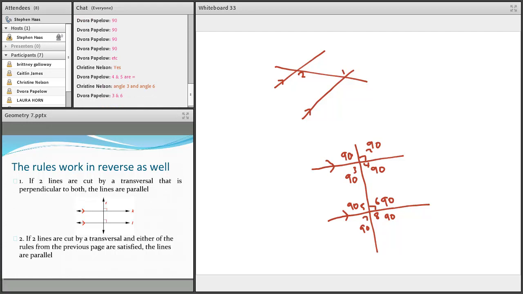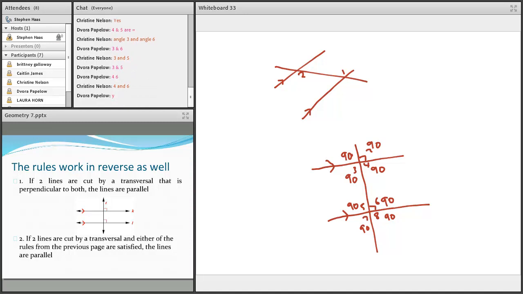If alternate interiors are equal, that means the lines are parallel. Also, if consecutive angles are supplementary, then the lines are parallel. Who can give me 2 pairs of consecutive angles? Okay, 3 and 5 are consecutives. Good. What else? 4 and 6. Very good. And are they supplementary? The answer, of course, is that they are supplementary.